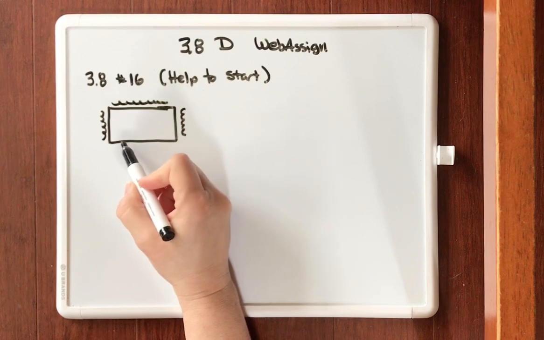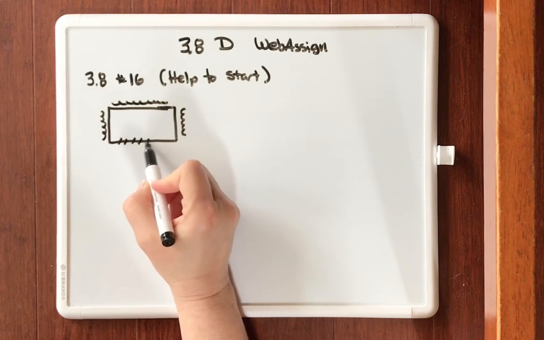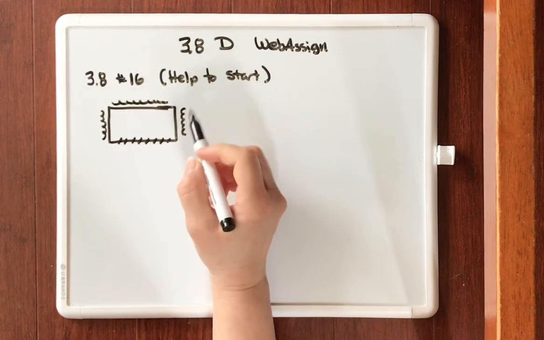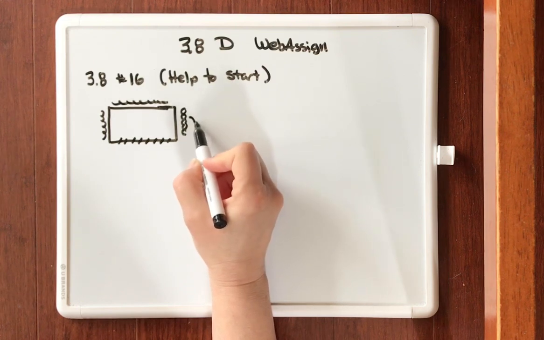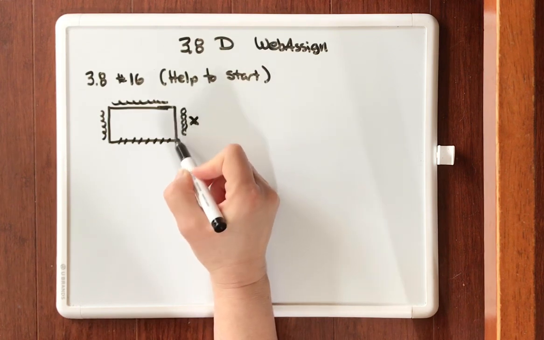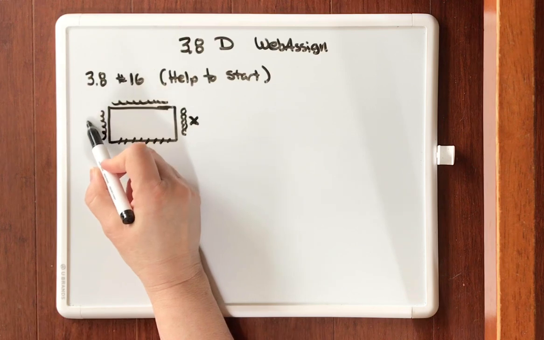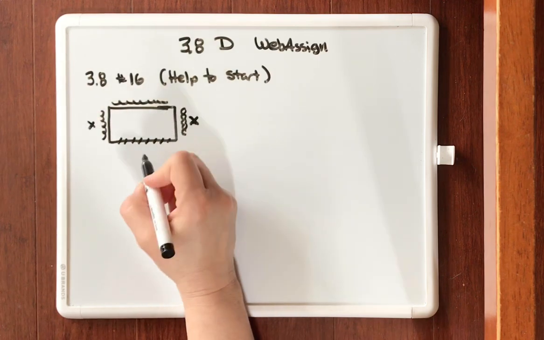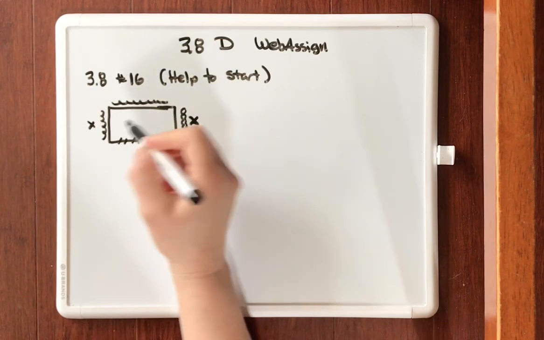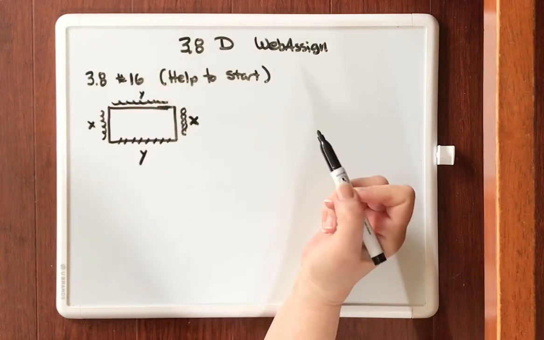Okay. And then we have a fence on one side. So this is going to be a fence. Okay. I'm going to call these shrubs X, the length right here. So the length over here. And then I'm going to call the side with the fence Y. And it's the same length over here where the shrubs are.